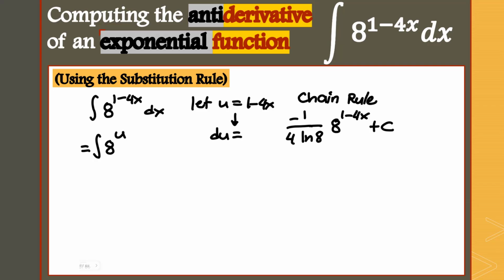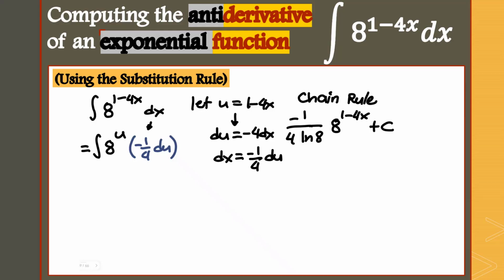The derivative of u is du. The derivative of 1 is 0. The derivative of minus 4x is minus 4 dx, because the term here is negative 4x, right? So dividing both sides by negative 4, our dx will then be represented by -1/4 of du. So this dx would be equivalent to -1/4 of your du, so that this would be integrable now with respect to u.